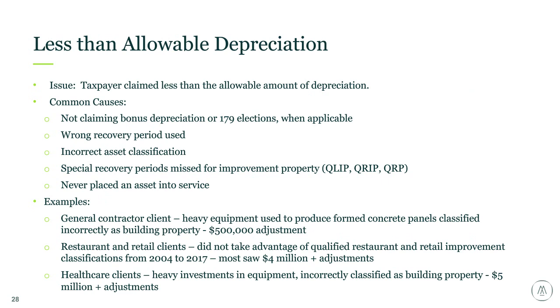So an issue that we commonly come across with these studies is when less than the allowable amount of depreciation has been claimed for an asset or group of assets, commonly caused by companies not claiming bonus depreciation or making 179 elections when they were entitled to. The laws around bonus have constantly been changing since the early 2000s, both in the applicable rate to be applied and what property it applies to, so it's understandable that this is missed sometimes.